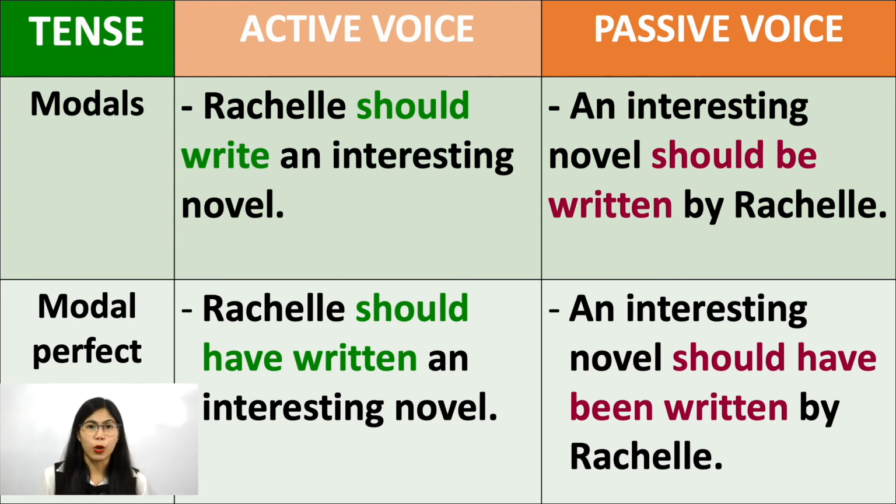Now, how about if the modal verb in an active voice sentence is modal perfect tense with the pattern should plus have plus past participle of the verb, which is written. If this is the case, in changing the sentence into a passive voice, you may write it this way. An interesting novel should have been written by Rachel. As you may notice, we changed the verb form into should plus have plus been plus past participle of the verb, which is the word written. So that's how to change your sentence into a passive voice.